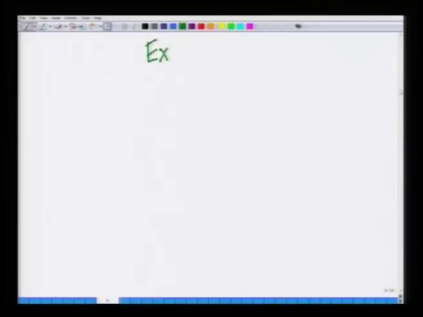Let us do a simple example to understand this concept even better. So, I will start with a GSM system, again a simple example. So, example, consider a GSM system.